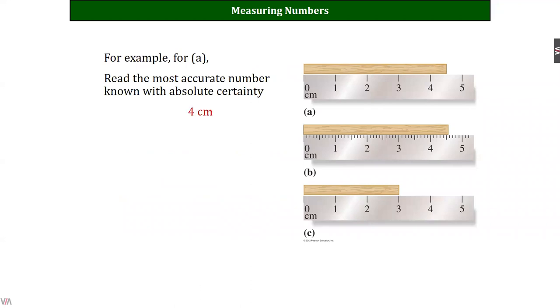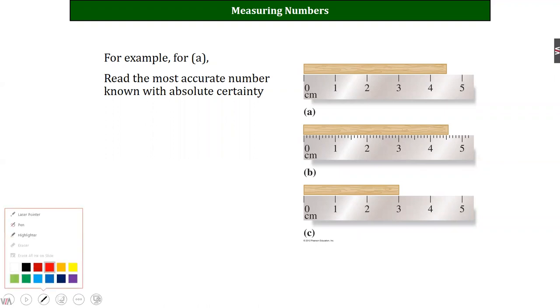So just to walk through this one more time, if we're measuring A, we know it's between 4 and 5. We know the ones place, we're not off by a whole centimeter. Then we estimate one more decimal point. So 4.5. For B, 4.56 or 4.55. For C, we'd write down the whole thing, or the number we know with certainty.